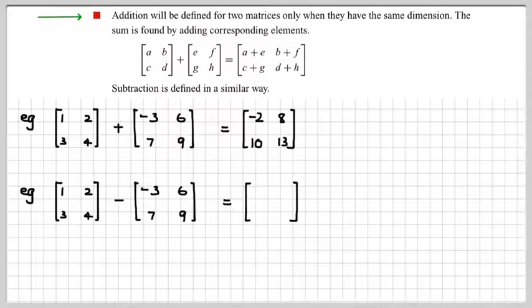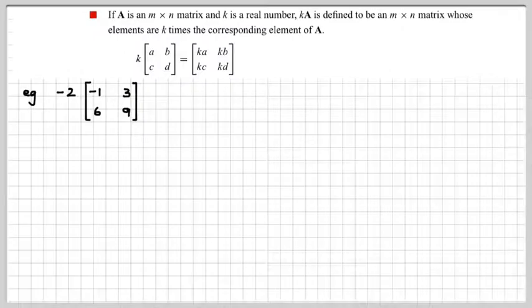Here's a subtraction. Come on, let's do it. What do you think? Top left, 1 minus negative 3 would be 1 plus 3, which is 4. 2 take away 6 would be minus 4, 3 take 7 would be minus 4, 4 take 9 is minus 5. Okay, to keep us alive and help us to thrive.